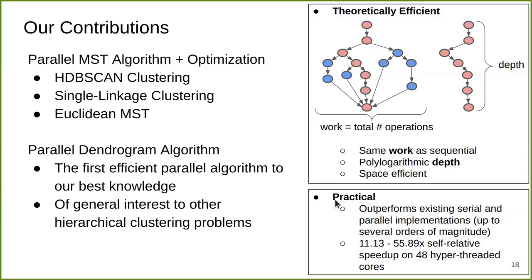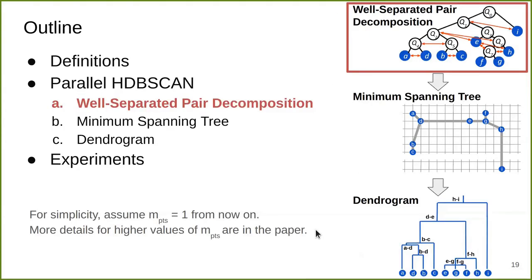Our parallel algorithms are also practical. They outperform the existing serial and parallel implementations by up to several orders of magnitude. On 48 hyper-threaded cores, they demonstrate 11 to 55 times self-relative speedup. Now I have finished the first part of my talk. Next, I'm going to talk about the parallel HDBSCAN algorithm.